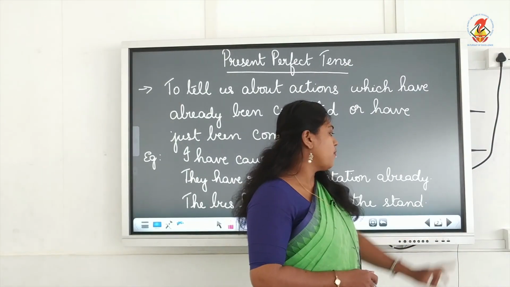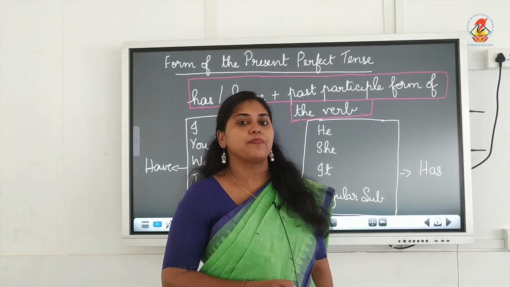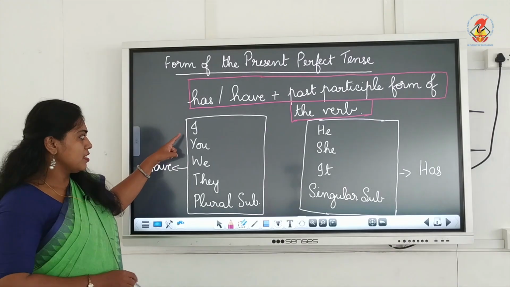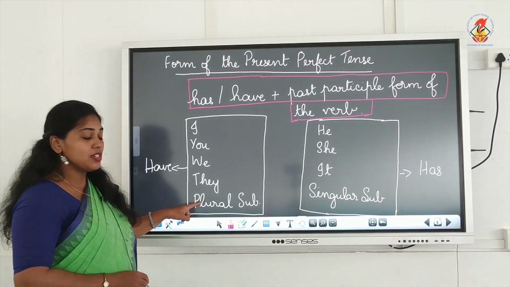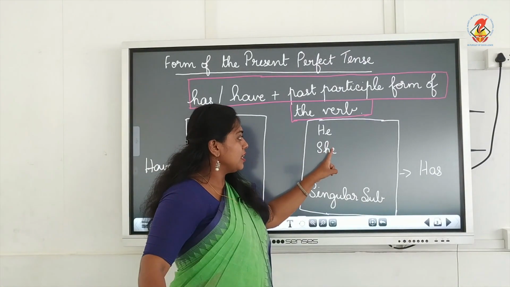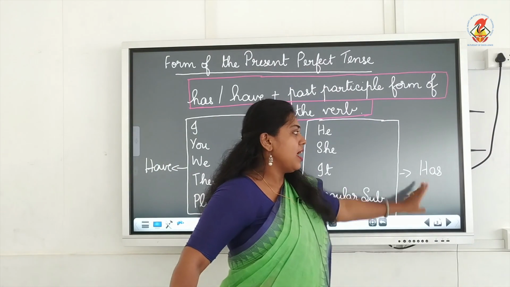Now let's see what is the formula or how do we write the sentence in present perfect tense, okay. The formula is has or have plus past participle form of the verb, okay. First we look at the first part of the formula, has or have. When do we have to use has or when do we have to use have? Helping verb, if the subject is I, you, we, they, or if the subject is plural, then we use the helping verb have, and if the subject is he, she or it, or a singular subject comes in a sentence, then we use the helping verb has.